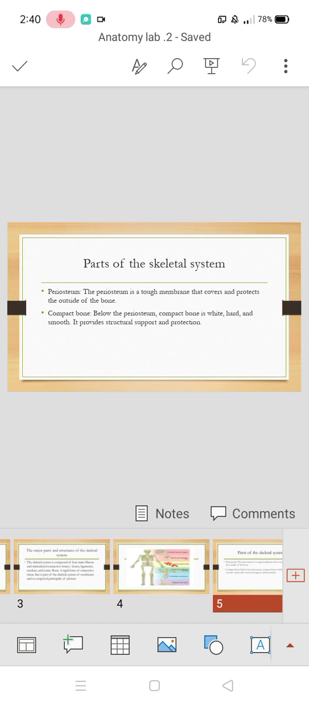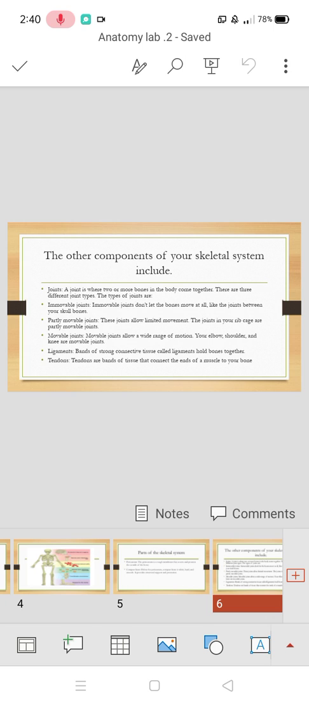Parts of the skeletal system: we have the periosteum. The periosteum is a taut membrane that covers and protects the outside of the bone. Second, compact bone. Below the periosteum, compact bone is white, hard and smooth. It provides structure, support, and protection.